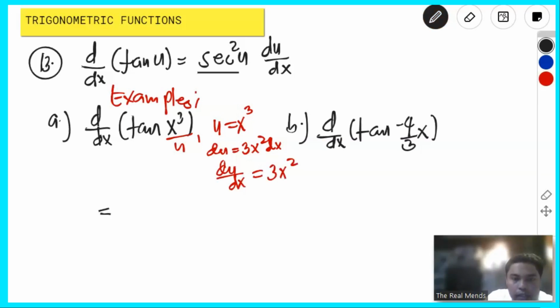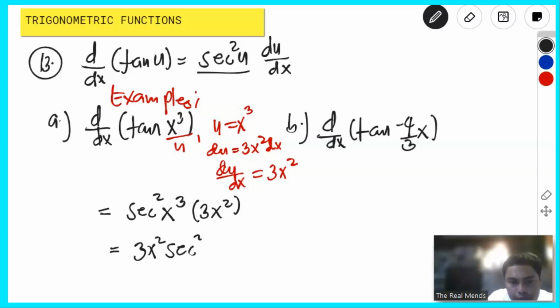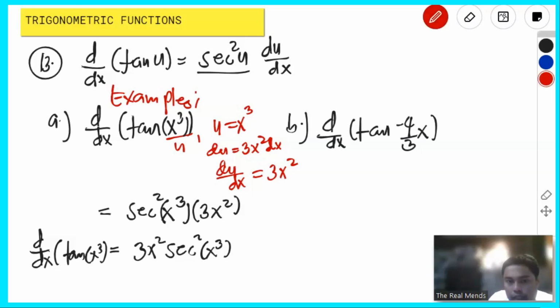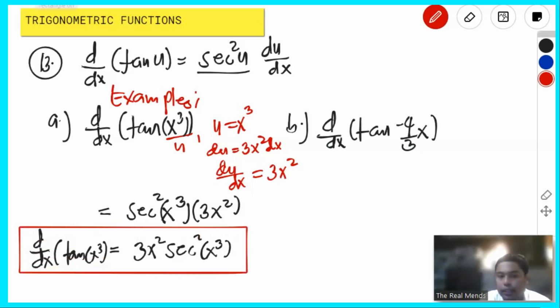Again, to proceed, formula: secant squared u. Our u is x cubed, and then multiply by du over dx, which is 3x squared. So our answer will be 3x squared, and then secant squared of x cubed. Okay, to avoid confusion, just enclose it by the quantity. So our answer for the derivative of tangent of x cubed with respect to x is 3x squared times secant squared of the x cubed.